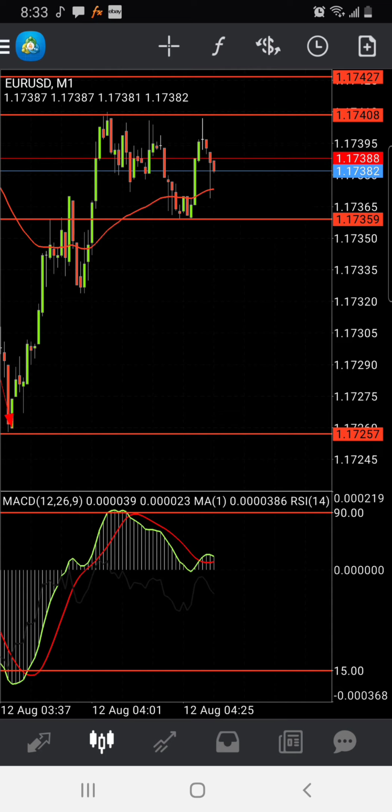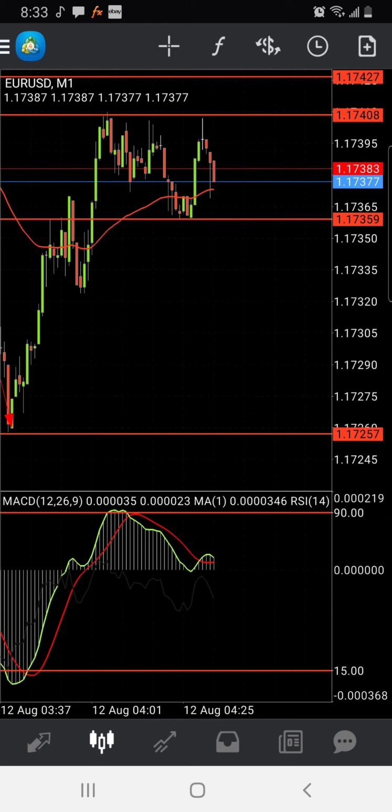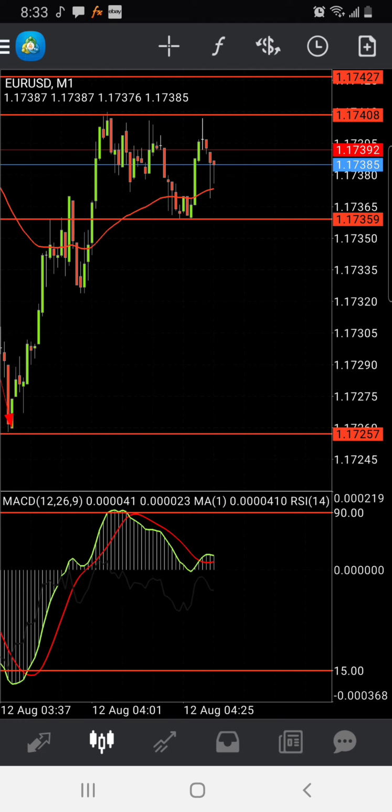See, I scalp with this strategy so much. It's crazy. But yeah, look, it's testing again. It's going to test it again. See, it's getting weak. It can't do it. It just can't. But I think it's going to keep testing.